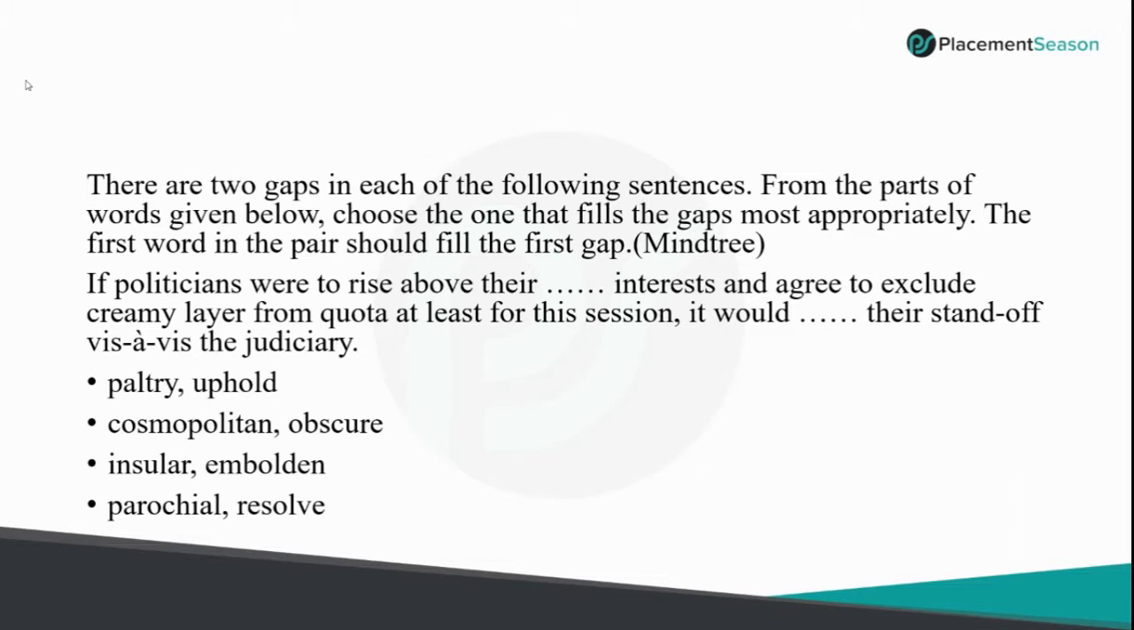Time up. If politicians were to rise above interest and agree to exclude creamy layer from quota, at least for this session, it would dash their standoff with the judiciary. So what are your options? Paltry, uphold, importance, obscure, insular, embolden, parochial, resolve.